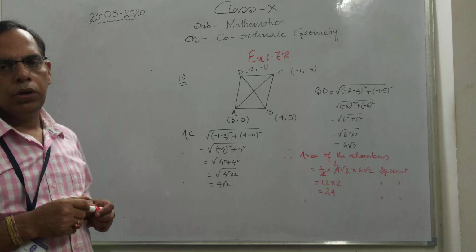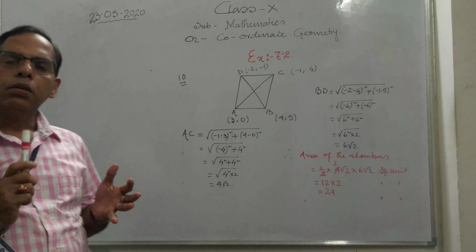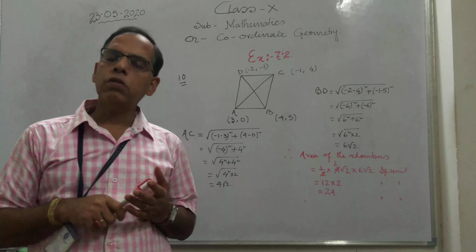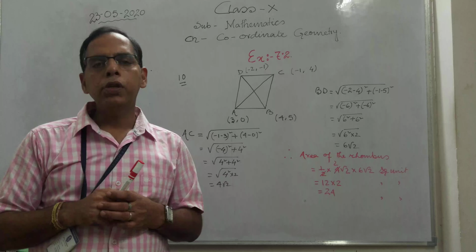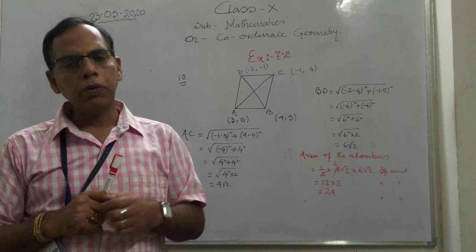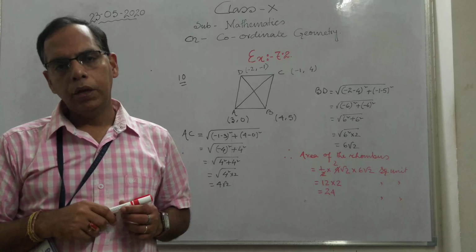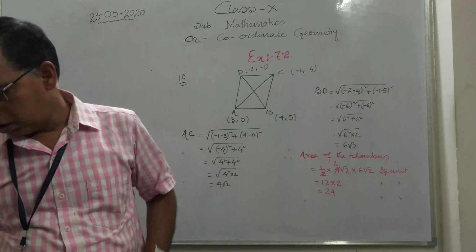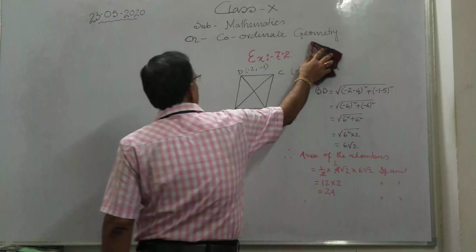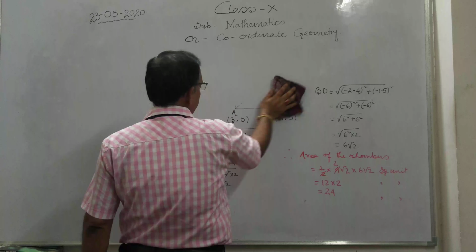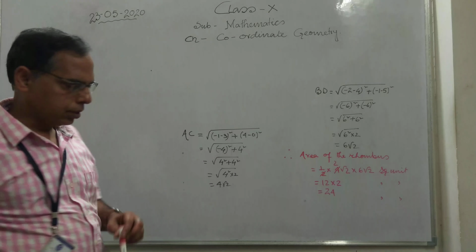So with that, we have completed exercise 7.2. We used the distance formula, in which we used one from the origin and one for two distinct points. Then next we used the section formula, in which we used the midpoint and other than the midpoint. Now the last is the area of the triangle. Today I will give only the formula, and we'll discuss it again next day and then start the exercise, not before that.